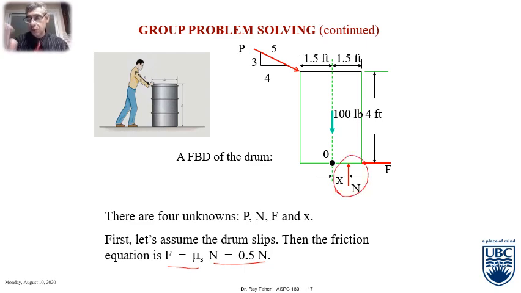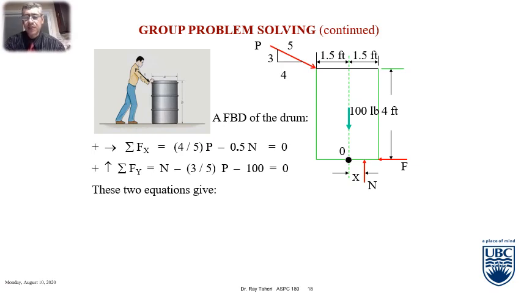In this case, N has two components contributing to it. One is the weight, 100 pounds. And one is the fact that the person is pushing it down, which adds to the friction, by the way. By having this force not completely horizontal, but at an angle facing down, it does add to the friction. If the angle is theta, this force times sine of the angle adds to the weight and contributes to N.